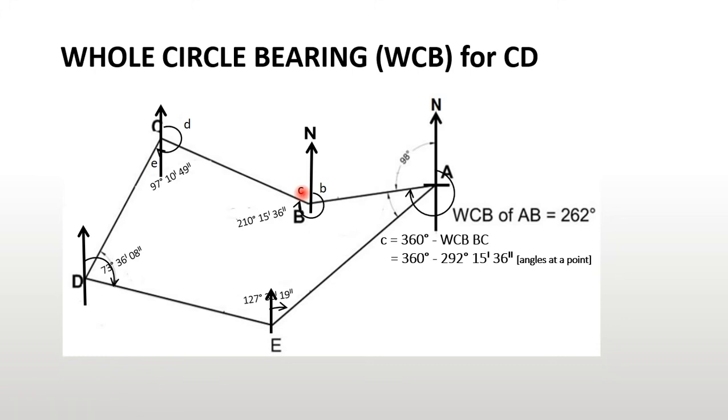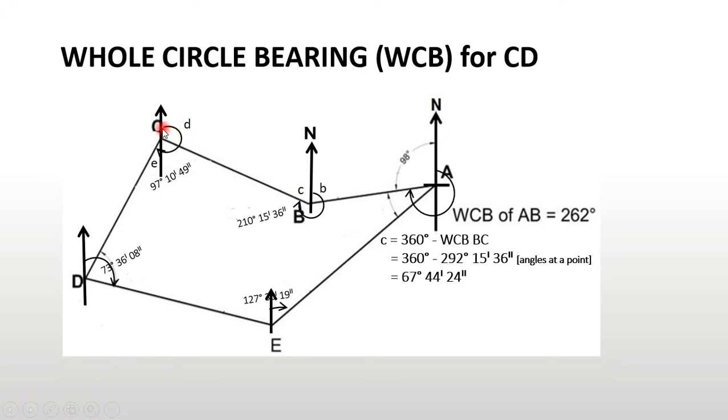So to determine the value of angle C, we are going to subtract 360 degrees minus the whole circle bearing of the line BC. If we carry out the subtraction, the answer is going to be 67 degrees 44 minutes and 24 seconds. Therefore, we've determined the value of angle C. So it is easy for us to determine the value of angle D.